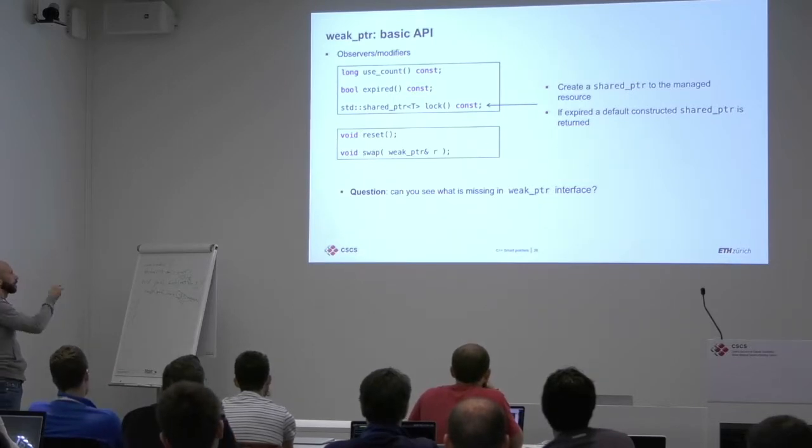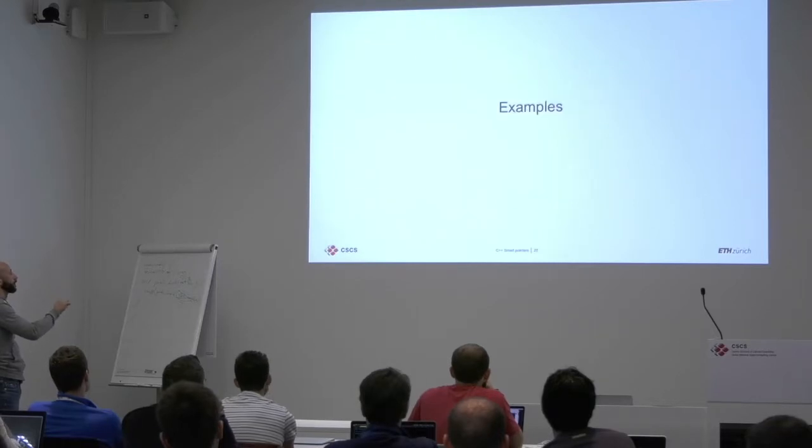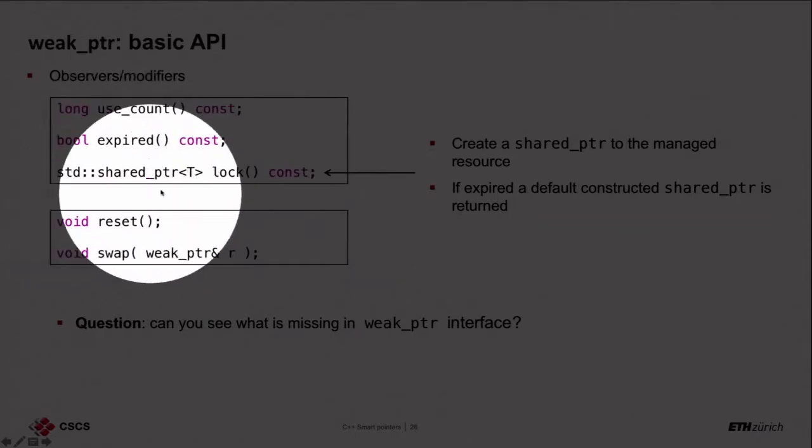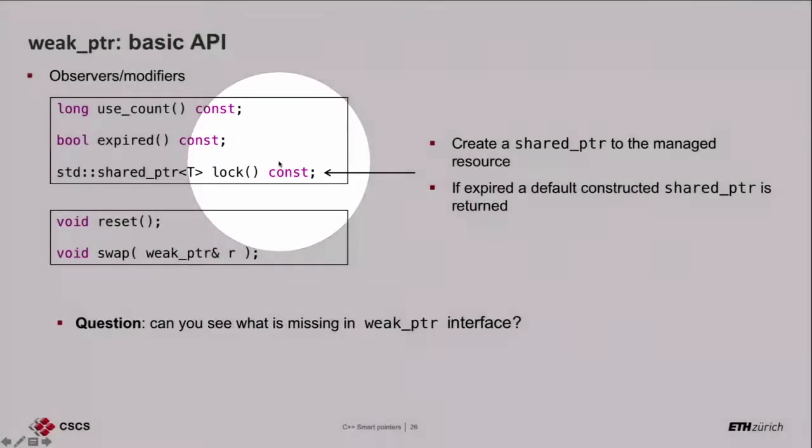As you can see here, there is no way you can access the memory location directly using a weak pointer. You don't have a dereferencing operator. You cannot do that with a weak pointer, and the only way you can access the memory location, so the value or the object that you've stored in the heap with these smart pointers, using a weak pointer, is by creating a new shared pointer using this lock method.